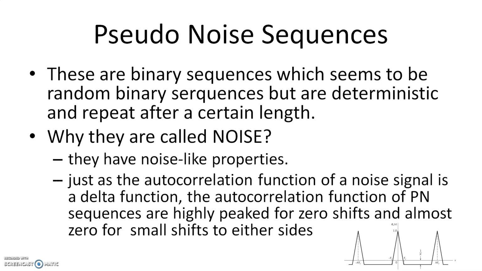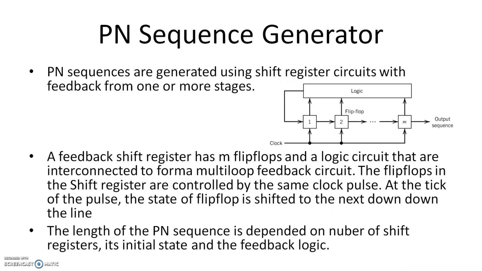The correlation of the signal with itself. But if you shift one of the signals and then take the correlation, then it will be almost zero. So that is what we call the noise property, the noise-like property.